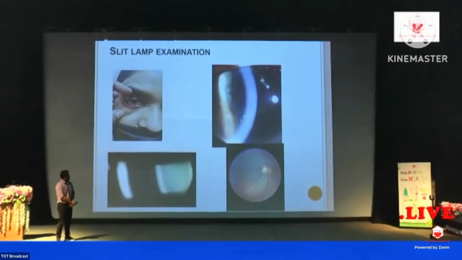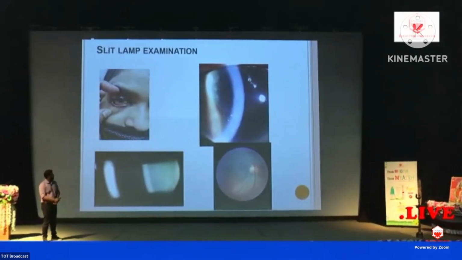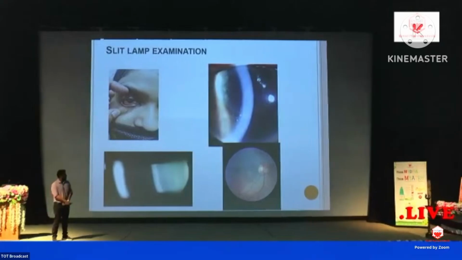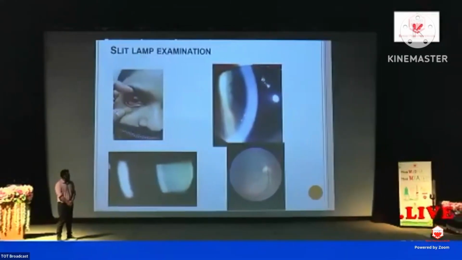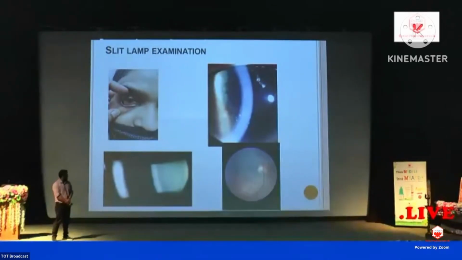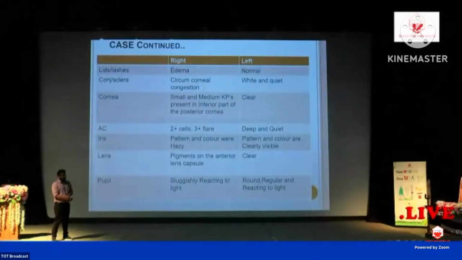conjunctiva. Then on slit lamp, slit beam of 1 into 1 mm with adequate intensity and magnification, we could appreciate small, fine, and medium sized KPs and 18 to 20 inflammatory cells in the anterior chamber. And the iris details were not that clear, they were hazy. The pupil of the right eye was sluggishly reacting to light compared to the left eye. On dilating, we could see the fundus to be normal.